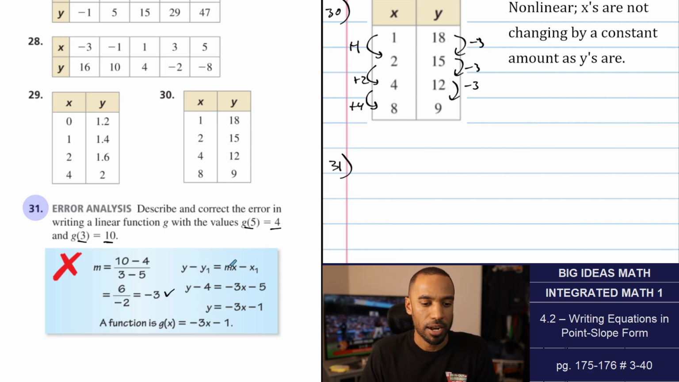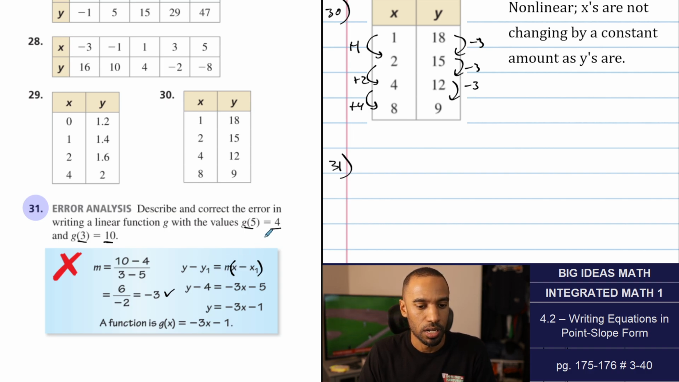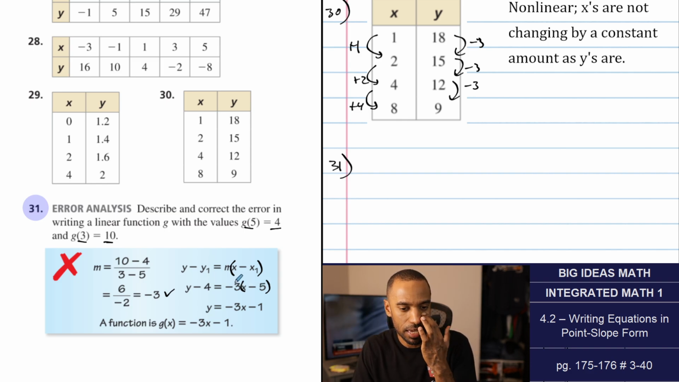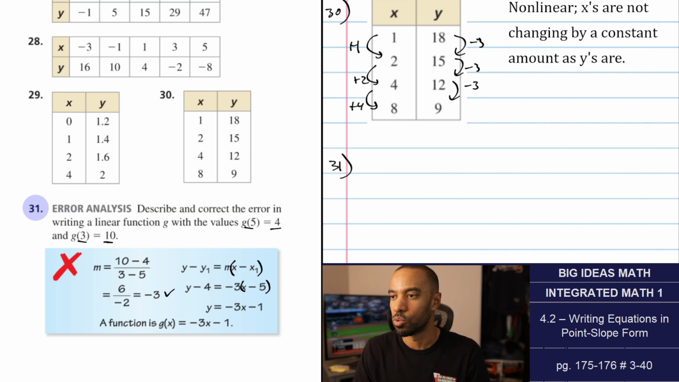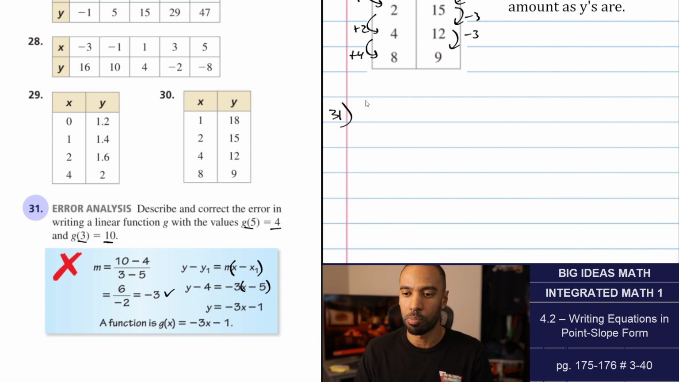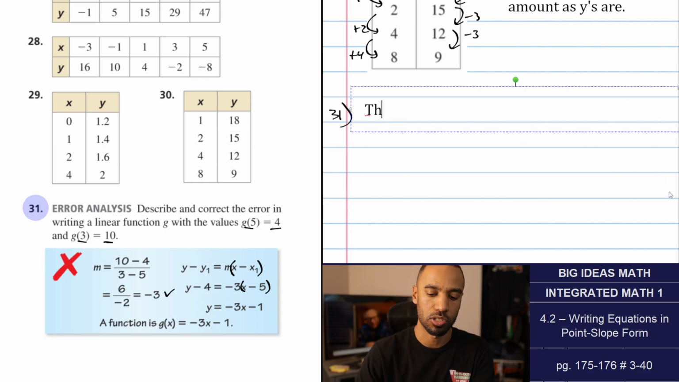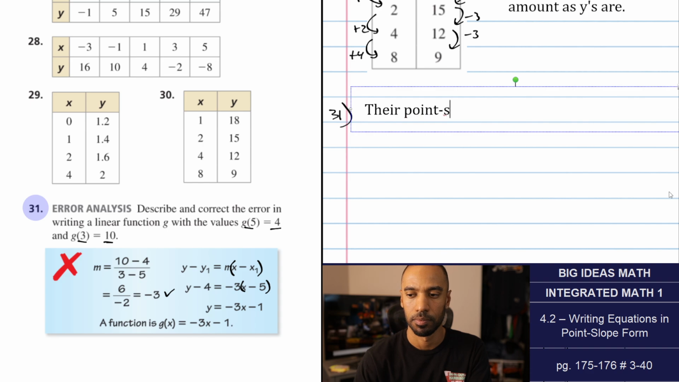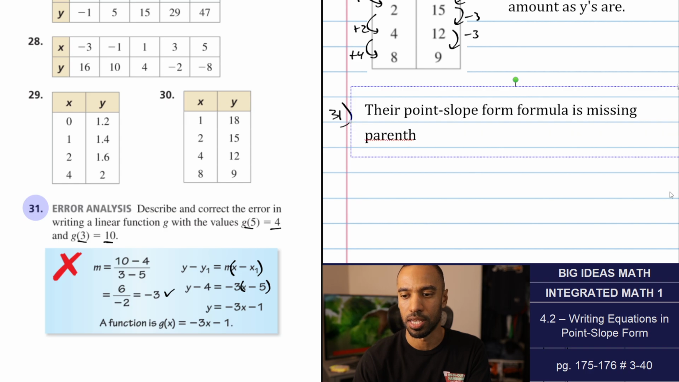When they do this y minus y1 equals m times x minus x1, here's the thing. M doesn't just multiply with x. I think the issue is their formula. Their formula is wrong. They need parentheses around it. So their substitution, y minus 4 is good. Here's the minus 5 there, which is good, but this needs parentheses. They added 4 over to get negative 1, but you can't do that until you distribute the negative 3. So their issue is their formula for point slope form is incorrect. Their point slope formula is missing parentheses around the x minus x1 quantity.